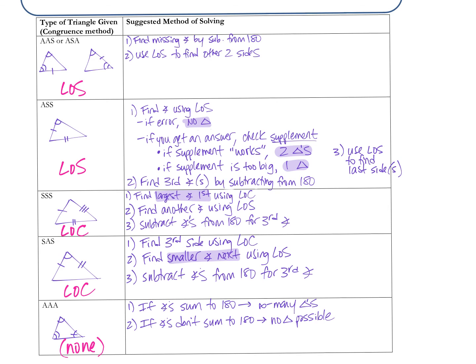However, if those angles don't add up to 180, that's the only time where you don't have a triangle that's possible. So for the AAA case, you just check the angles really quick. You might see that in some sort of true-false or multiple choice question on a quiz or test. Check for AAA to make sure the angles add up to 180. If they do, there's an infinite number of triangles. If they don't, there's no triangle, because it doesn't make sense if they don't add up to 180.